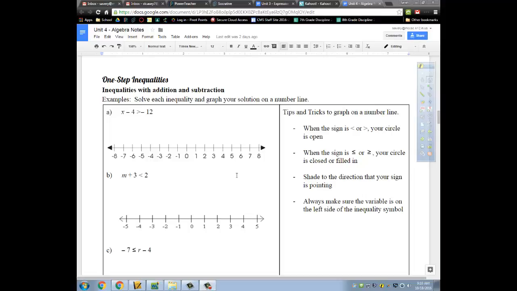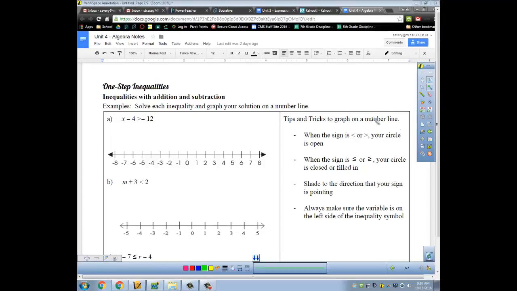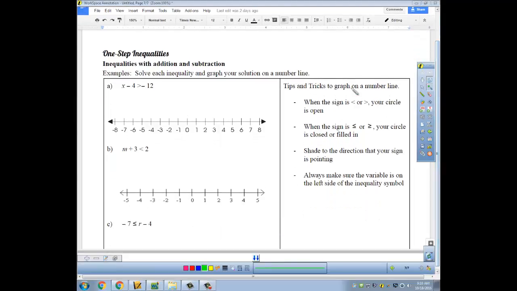Today we're talking about one-step inequalities. So it should be, for the most part, review. We're going to be solving each inequality and then graphing it on a number line. I put some information over on the right to figure out how to graph it on the number line. So we're going to solve this like we would a normal equation.